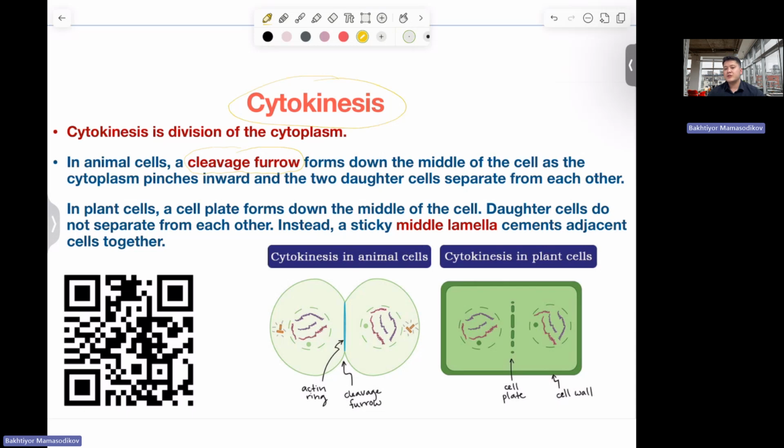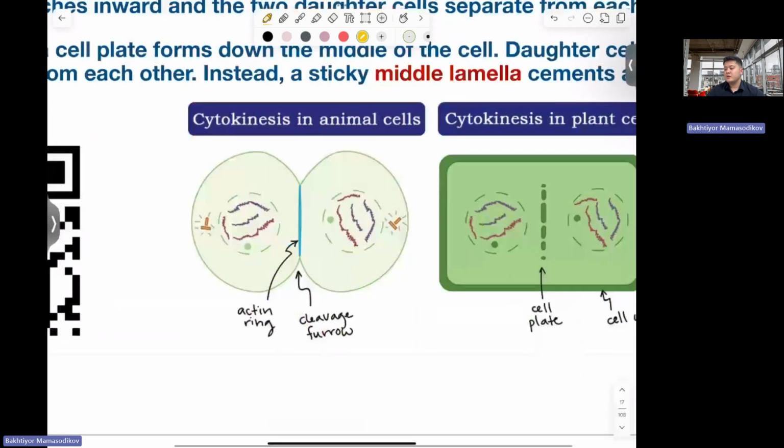How is it happening? A contractile ring made of actin and myosin forms just beneath the plasma membrane. You see, this is the plasma membrane, and beneath it they form the contractile ring. Here we have the actin and myosin. It pulls the membrane inward, forming a cleavage furrow. This is called a cleavage furrow, okay?